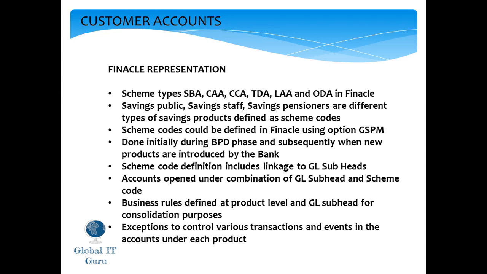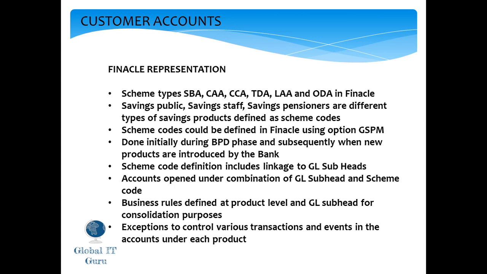Okay, so now we have details from the Finacle perspective. This is the Finacle representation. We have different kinds of scheme types for different accounts. SBA is for saving bank account, CAA is the current account, CCA is cash credit account, TDA is term deposit account, LAA is loan account, and ODA is overdraft account. These are the scheme types we have in Finacle.